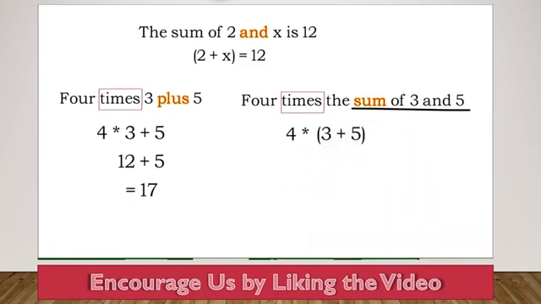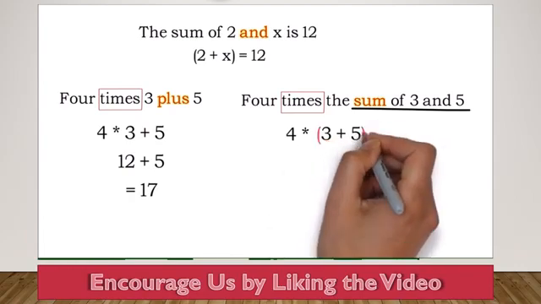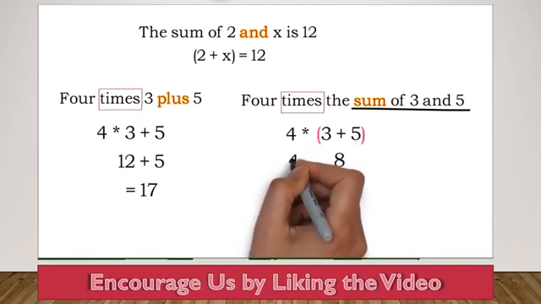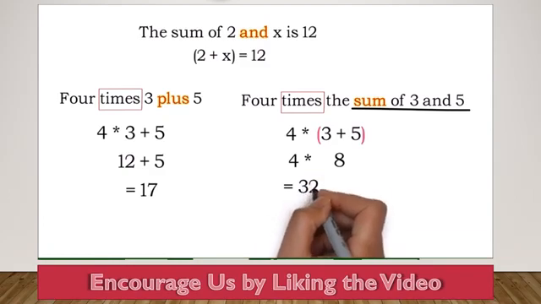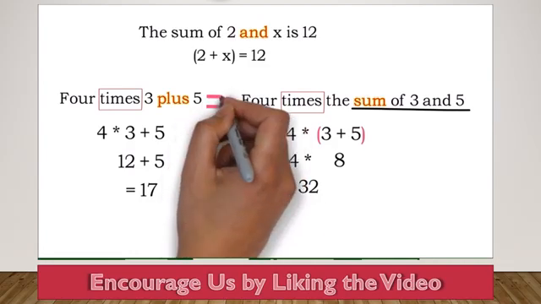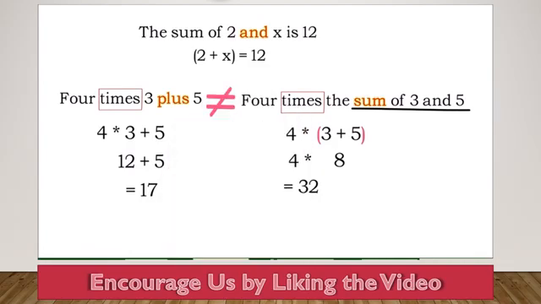From our order of operations, we know that we have to do parentheses first. So here we will add the 3 and 5 to get 8. Then we will multiply 4 by 8. This will give us 32. If we had not put it in parentheses, we would have solved it as 4 times 3 plus 5, and we would have had it wrong.